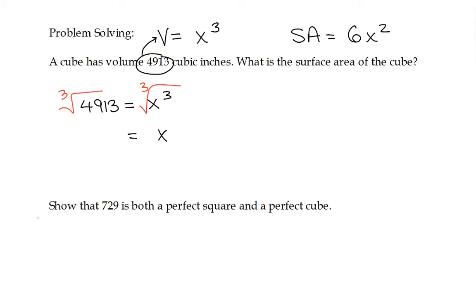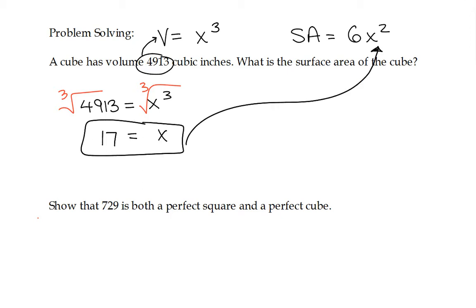Is it exactly 17? Pick nice ones, hey? 17. Now I have the value for x, so it goes right there. Surface area is 6 times 17 squared. Remember your order of operations. What do you do first? Do the 17 squared first. That's exponents, and then you multiply. So 17 times 17 times 6 is 1734. We're in inches, so inches squared.